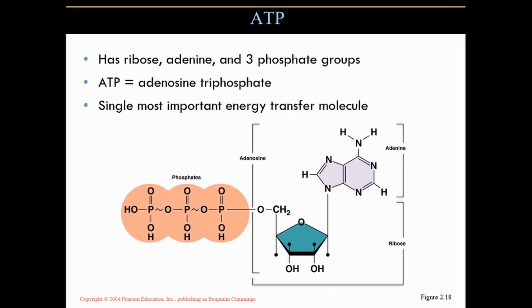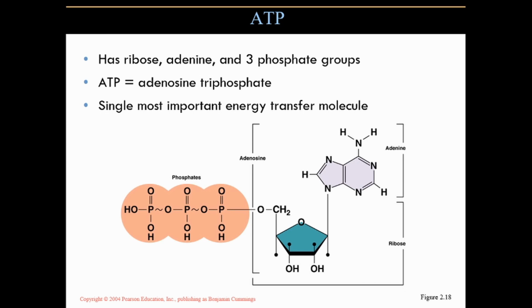And the last thing we'll look at is ATP. Now, ATP is not a nucleic acid. However, it has a lot of the basic components of a nitrogenous base. It has ribose, it has adenine, but instead of one phosphate group, it has 3 phosphate groups, hence triphosphate. Adenosine triphosphate, ATP, it's the single most important energy transfer molecule in any biological system, in any cell. So as you can see, the adenine joins with the ribose, the 5-carbon sugar, and then from the ribose we have the 3 phosphates.